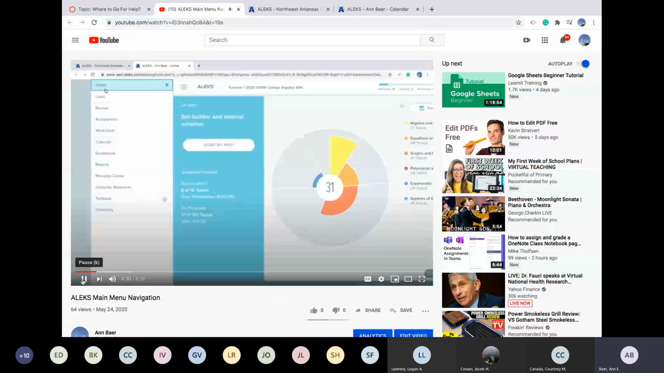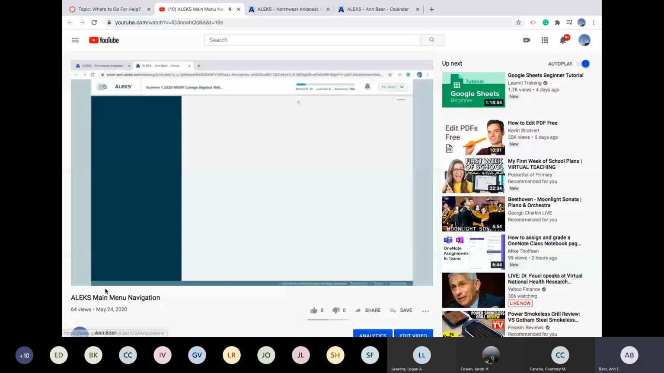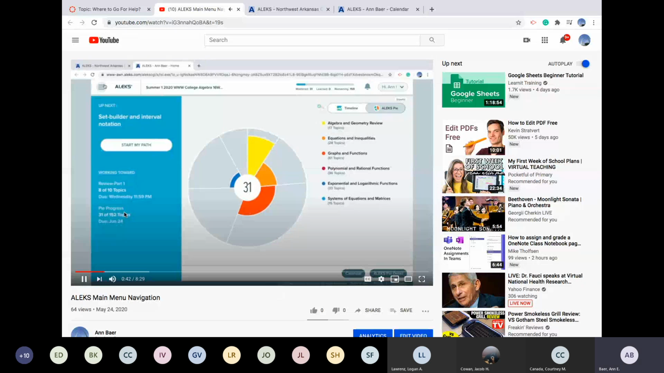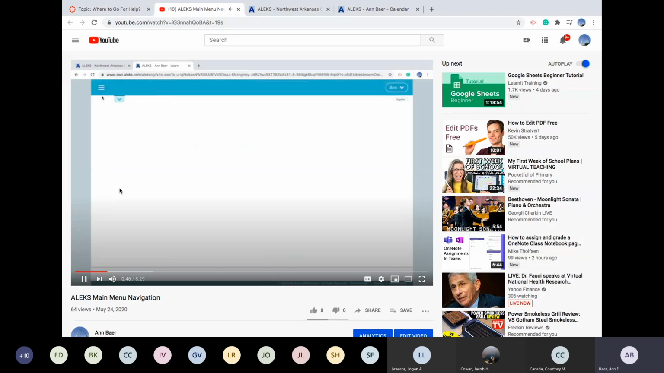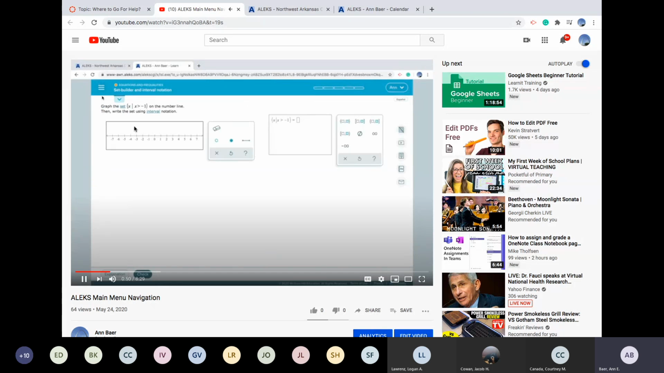Let's first talk about home. Home is what you want to click on if you want to get back to the pie screen. It will take us back to the pie screen. Learn is where you're actually going to learn your topics. ALEKS will often take you there automatically. So this is where you're learning your topics in learn mode.